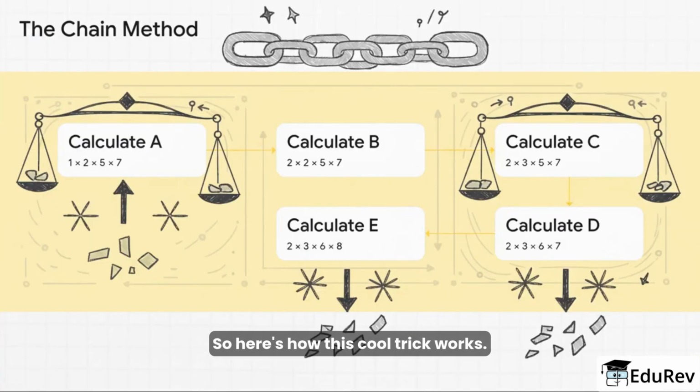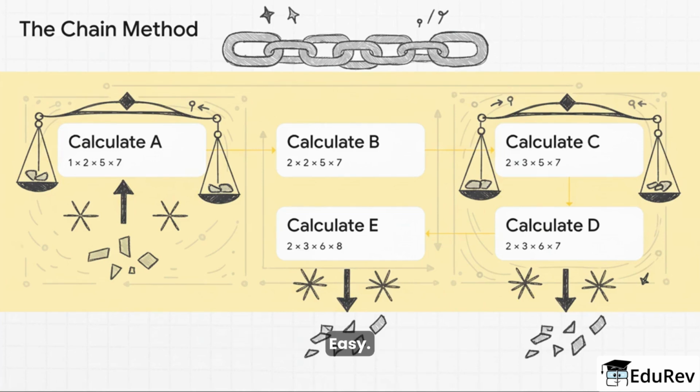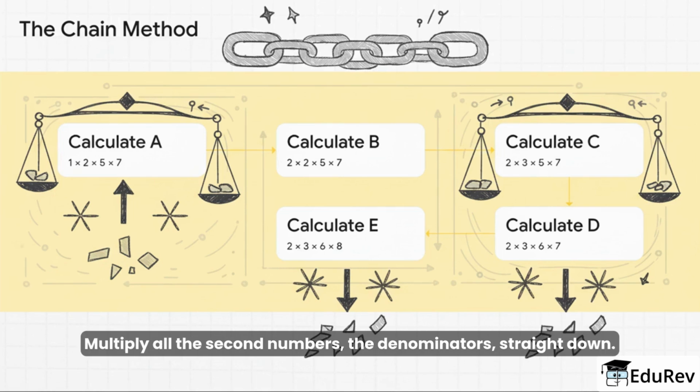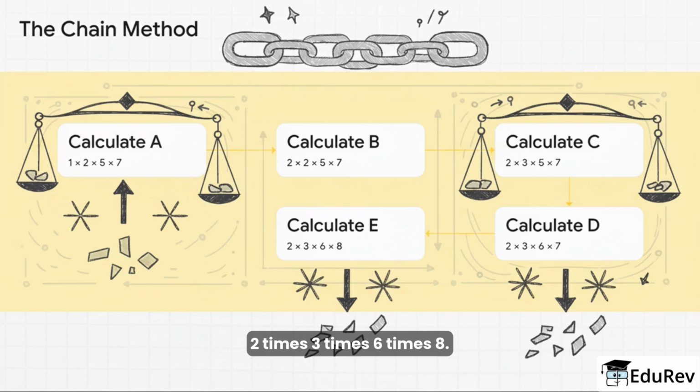So here's how this cool trick works. To find the value for A, you just multiply all the first numbers, the numerators, straight down. 1 times 2 times 5 times 7. Easy. To find E, the very last one, you do the opposite. Multiply all the second numbers, the denominators, straight down. 2 times 3 times 6 times 8.